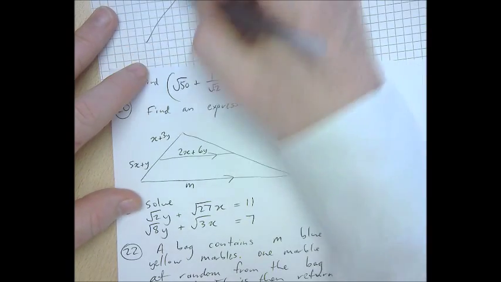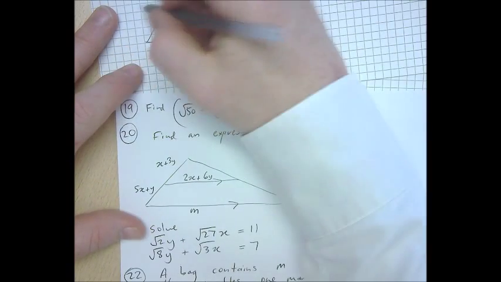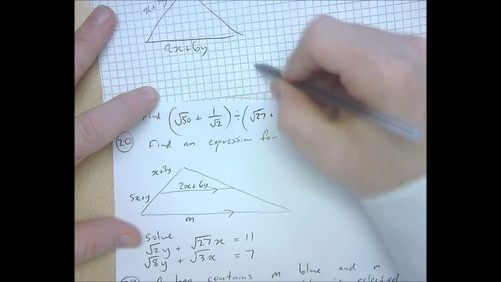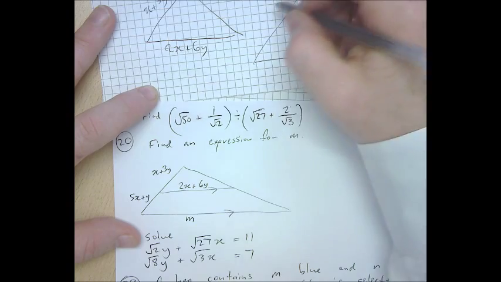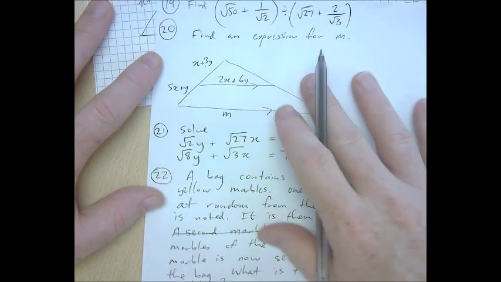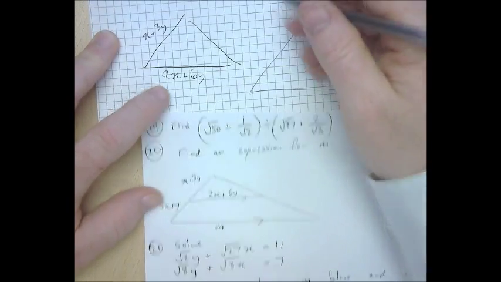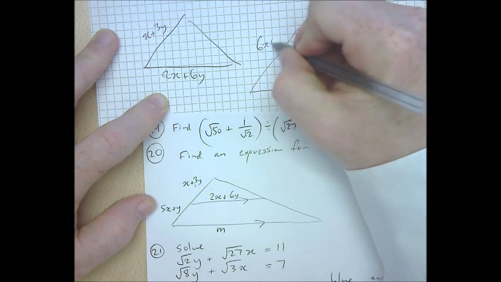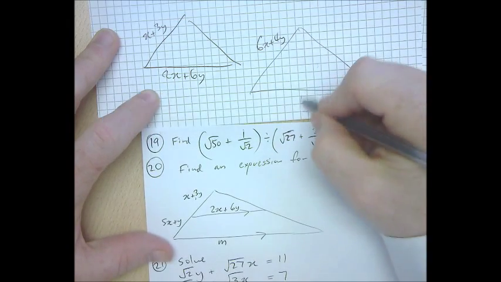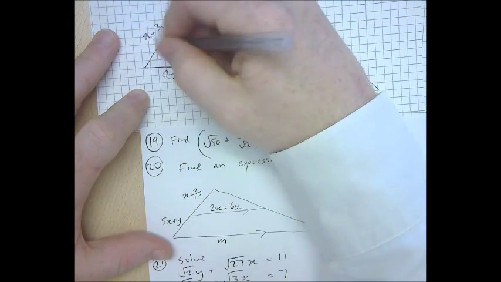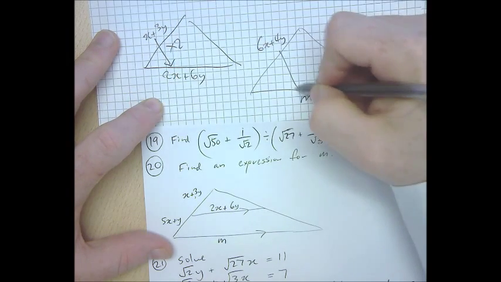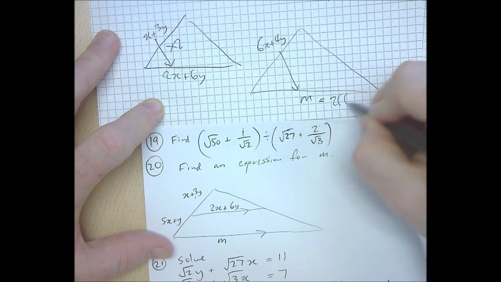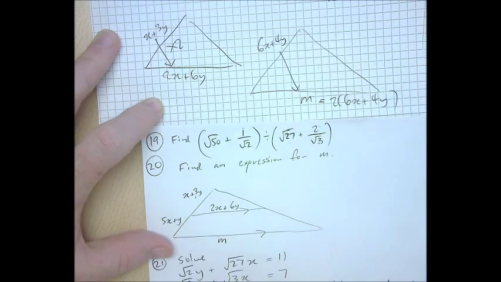It's also the method for the harder problem. Smaller triangle, x plus 3y, 2x plus 6y. Bigger triangle. You've got to add that and that. So 6x plus 4y, and that's an m. Okay, so what do I spot? Well, here, that's doubling. So this will be doubling. So m equals 2 times 6x plus 4y. Done.